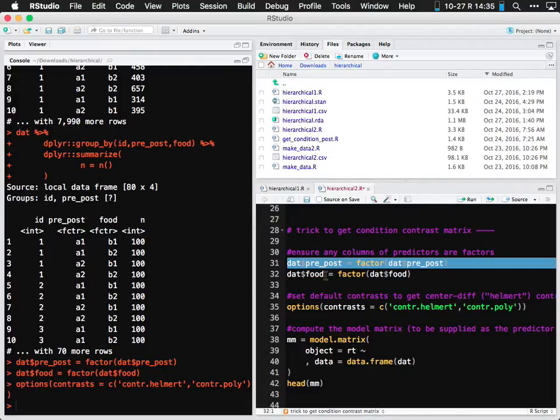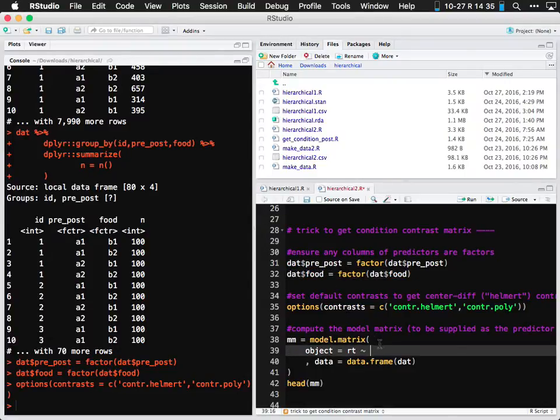Having made sure that both the pre-post column and the food column are factors, we can now write the model matrix. You'll have to write pre-post times food here, if you call it food. I call it food.